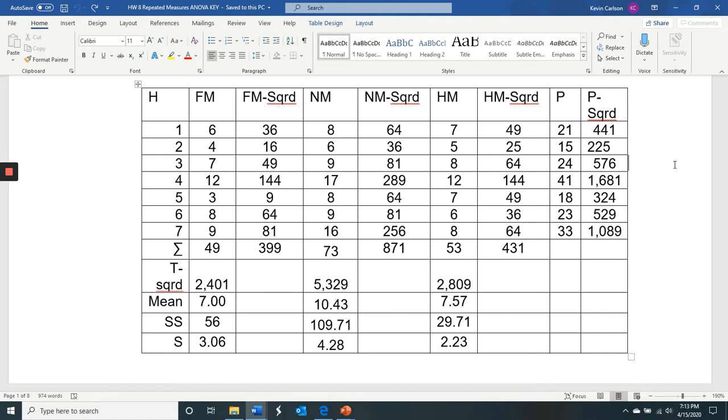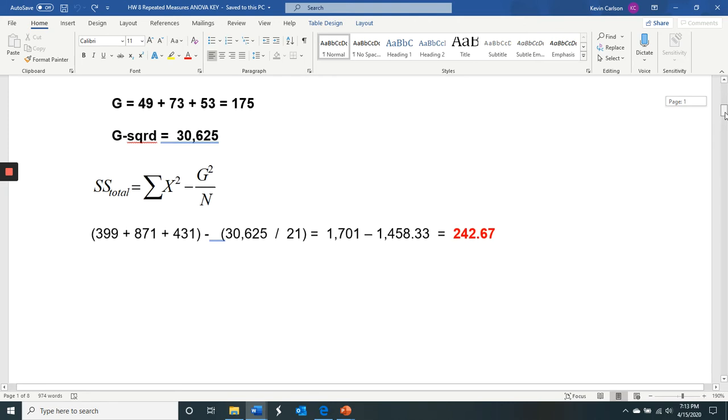So again, the key to solving these ANOVA problems is that there's just a little bit of steps. But once we do things like this with the worksheet, then we just go through step by step with the sum of squares, degrees of freedom, mean squares, and then we have our F.